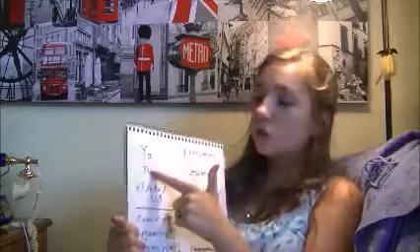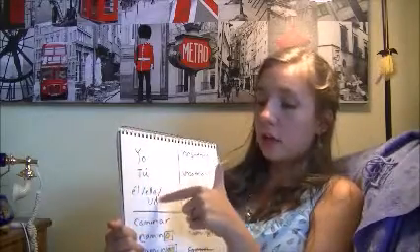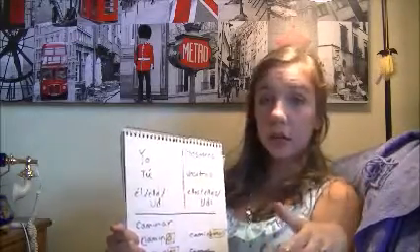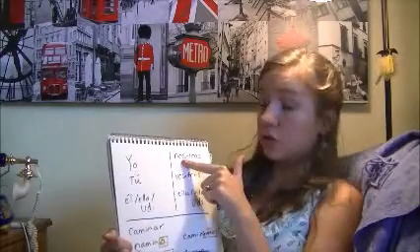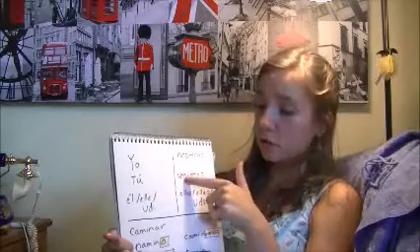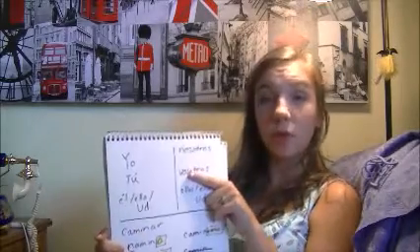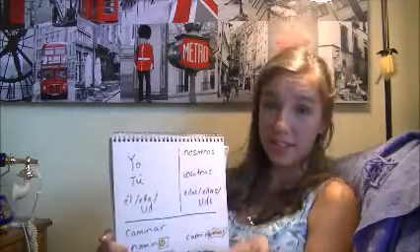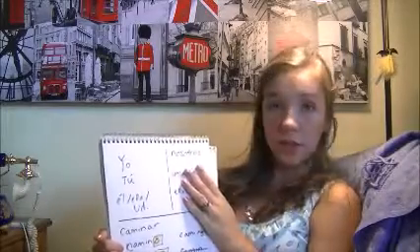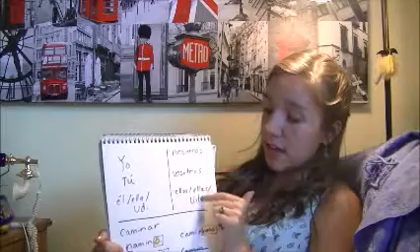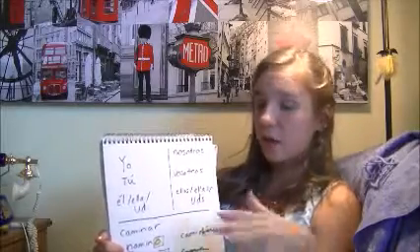The first thing that you need to know is your pronouns. Yo means I, tú means you, él, ella, usted, that means he, she, you formal, we'll talk about that later. Nosotros, that means we. Vosotros is only used in Spain, so we won't talk much about that, especially because my Spanish teacher doesn't teach that to me, so I'll let you look that up. Ellos, ellas, ustedes, that means they.